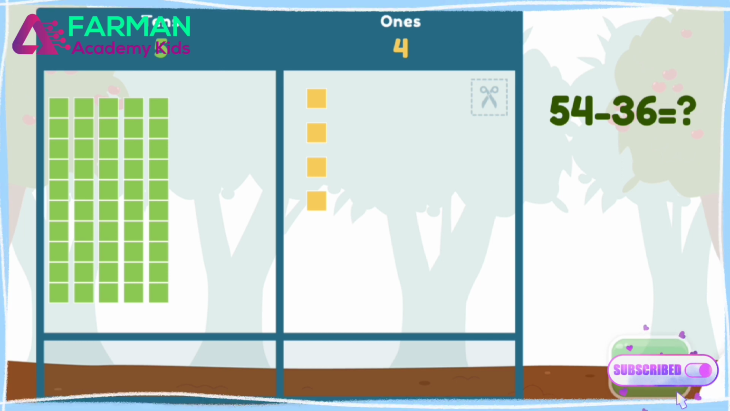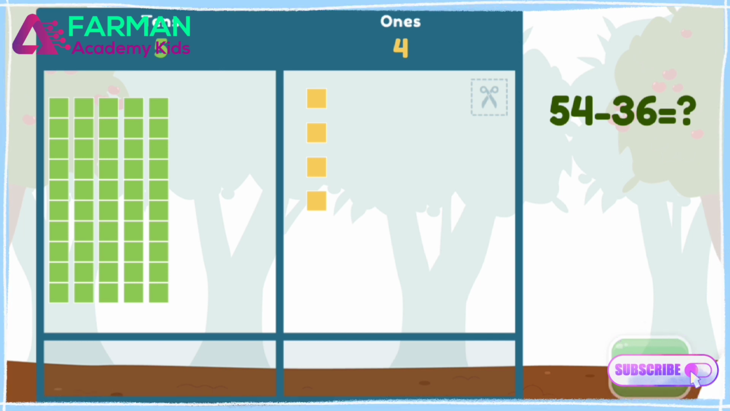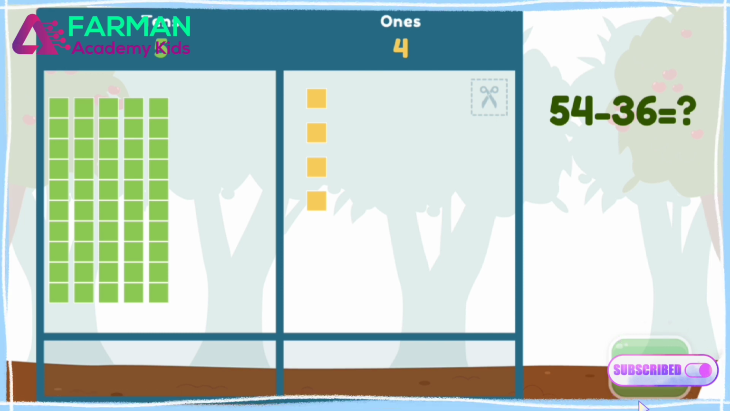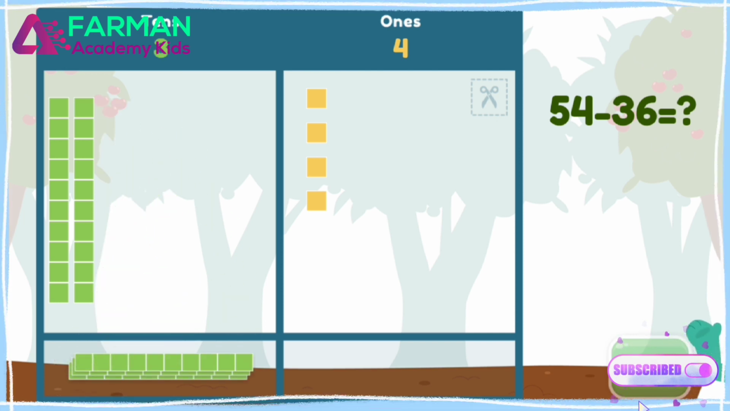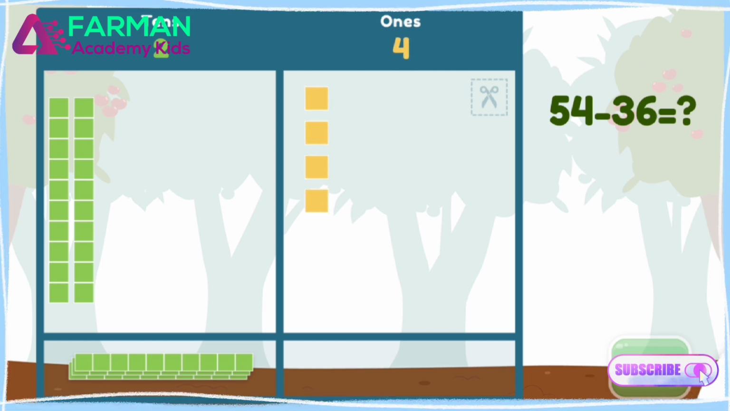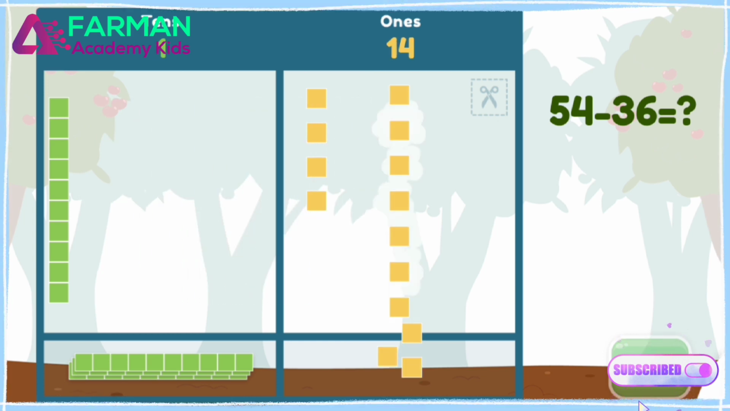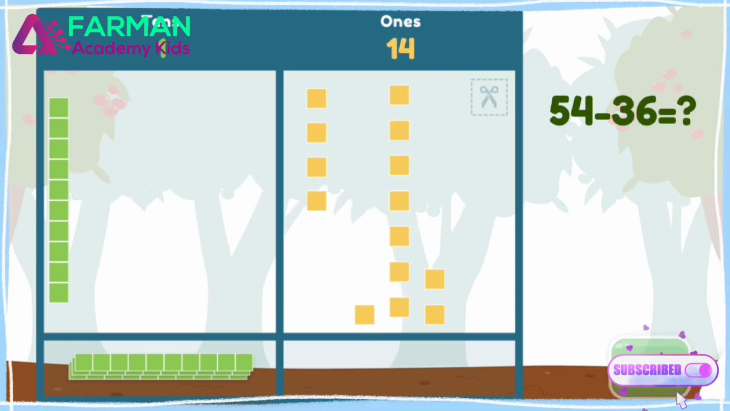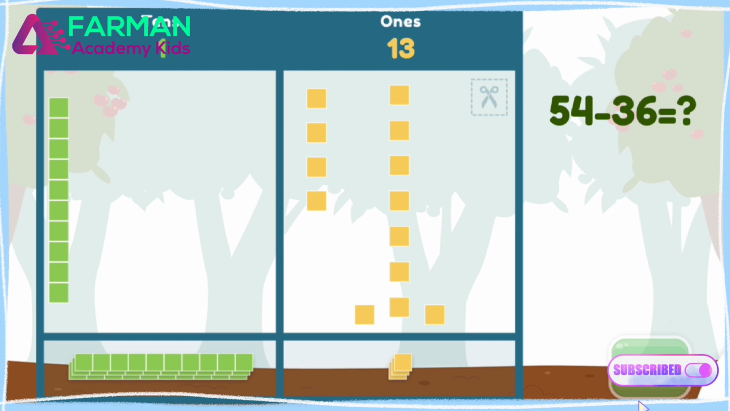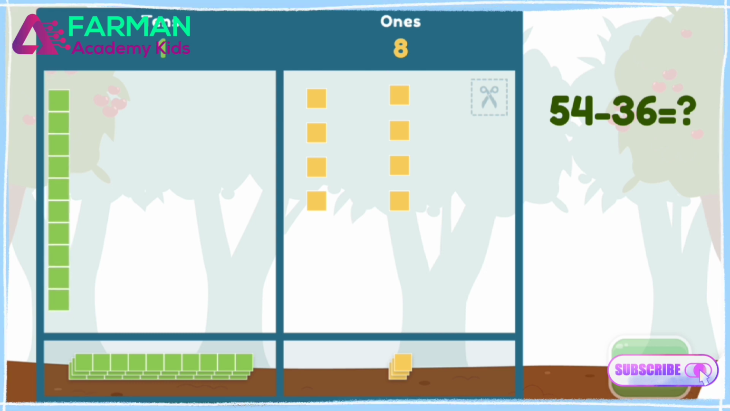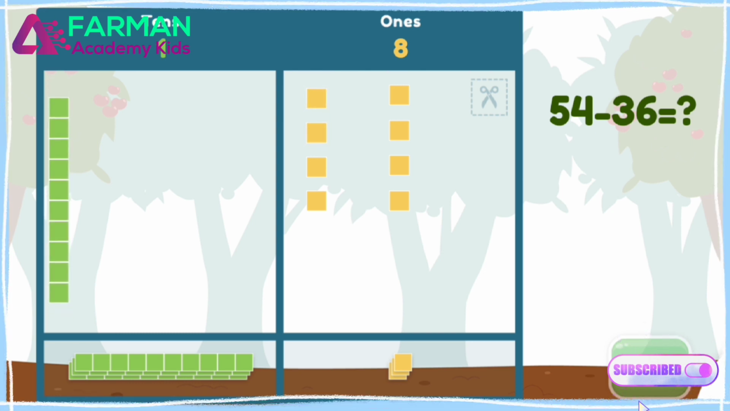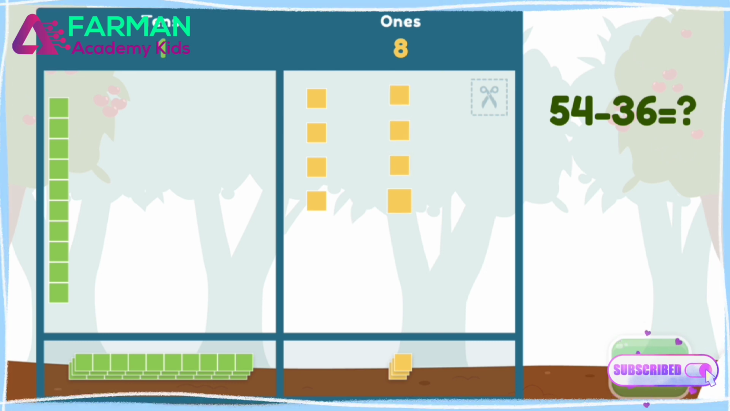This is how you show 54 minus 36. Remove 3 rods. There are not enough blocks to take away 6. Drag 1 rod to the 1 section to change it into 10 blocks. Remove 6 blocks. That leaves 10 and 1, 2, 3, 4, 5, 6, 7, 8. That is 18.